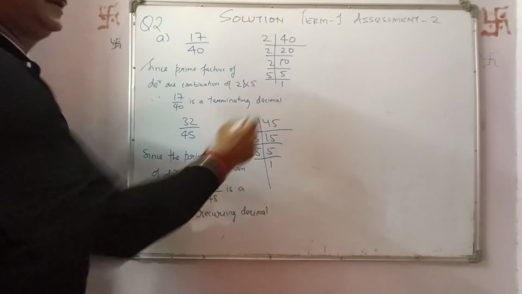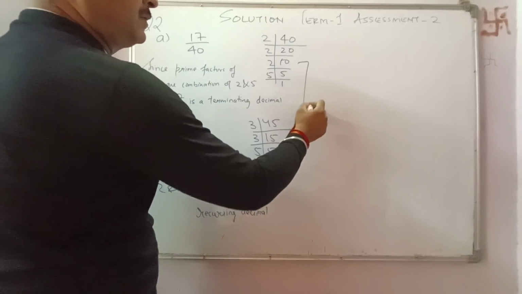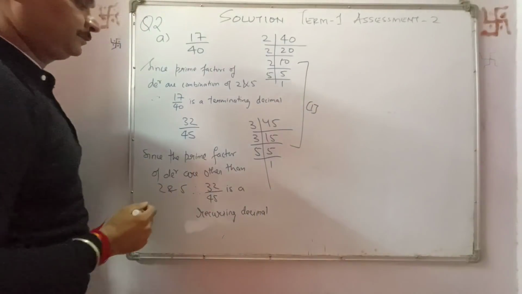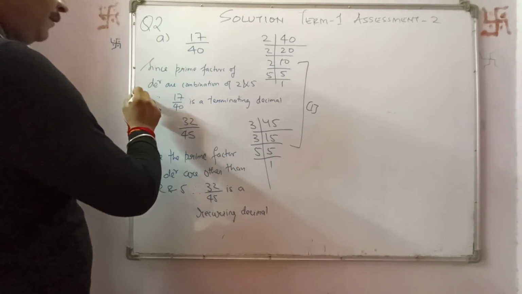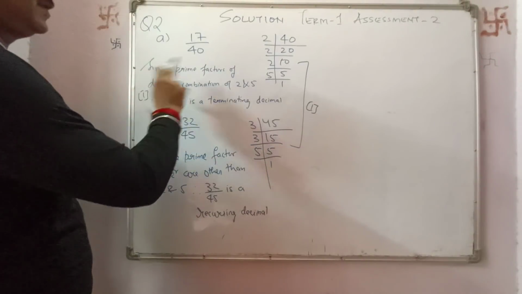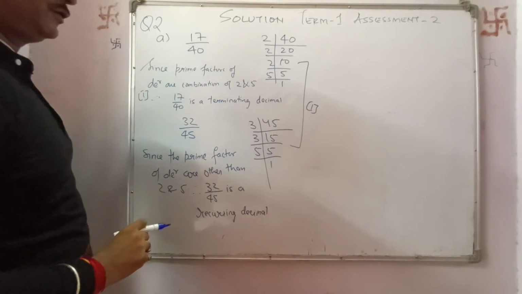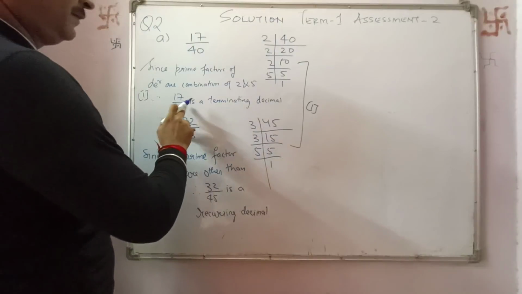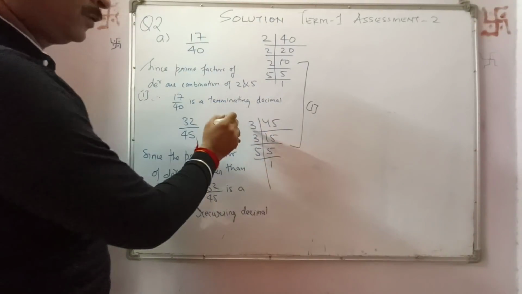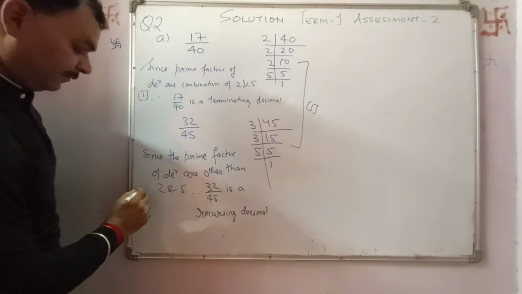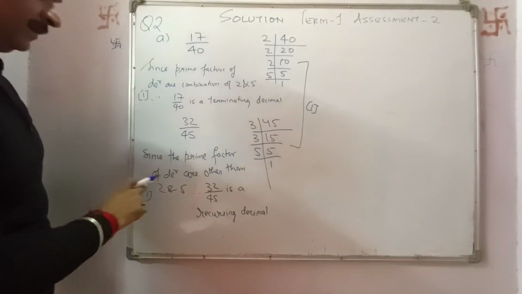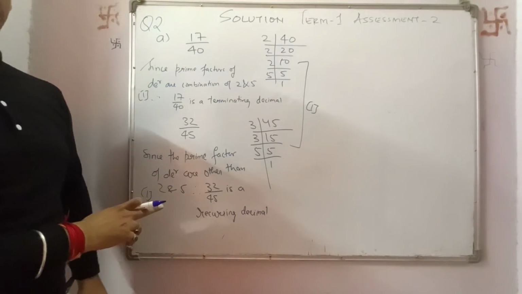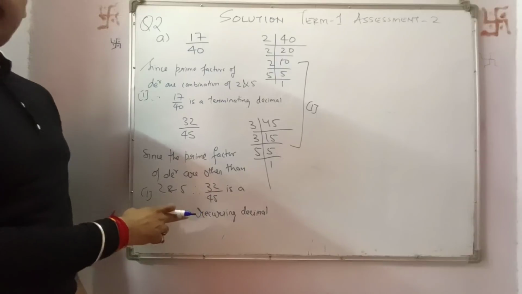Now the marks. Either of the prime factors you have found, 1 mark. Then 1 mark for this: the prime factors of the denominator, the combination of 2 and 5, so 17 by 40 is a terminating decimal, the whole statement, 1 mark. And 1 mark for this statement: since one of the factors is other than 2 and 5, therefore it is a recurring decimal.